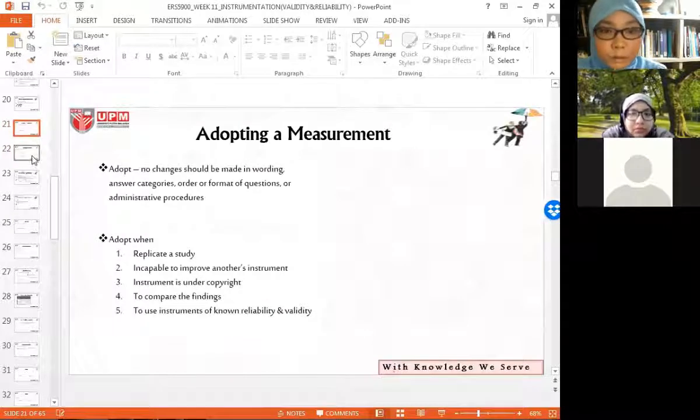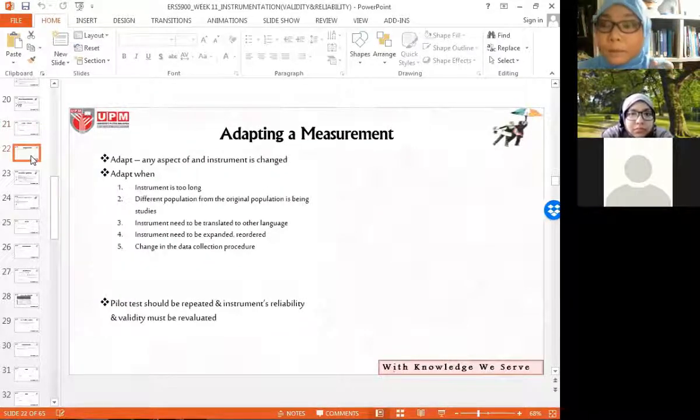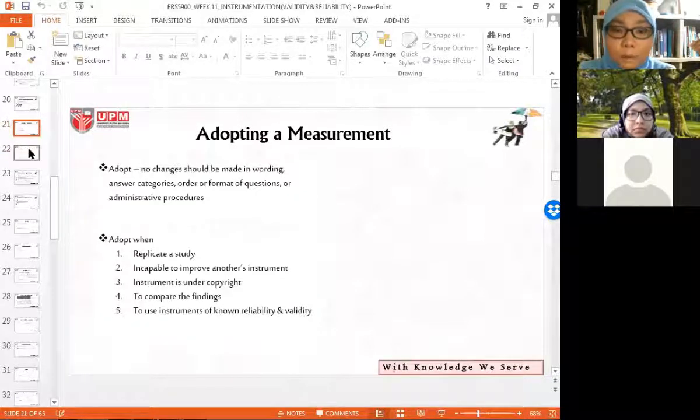When you do the quantitative research, there are two things that you will be very familiar. Okay, the terms adapting and adopting. Okay, adapt and adopt. Okay. So, adopting ni, the term adopt. Kalau kita dalam bahasa Melayu panggil dia nama anak angkat.